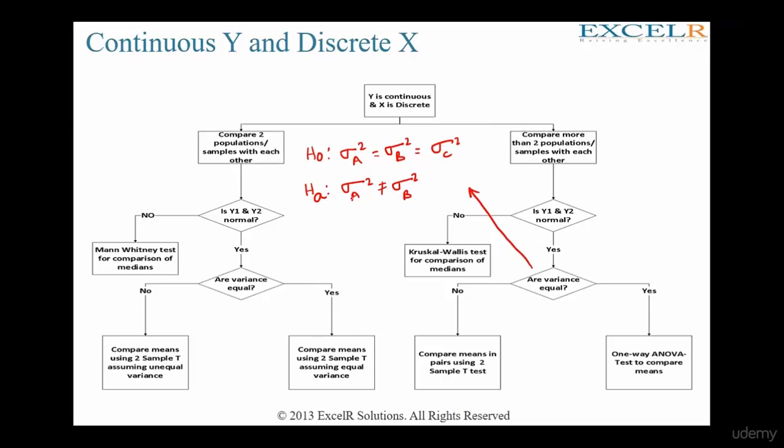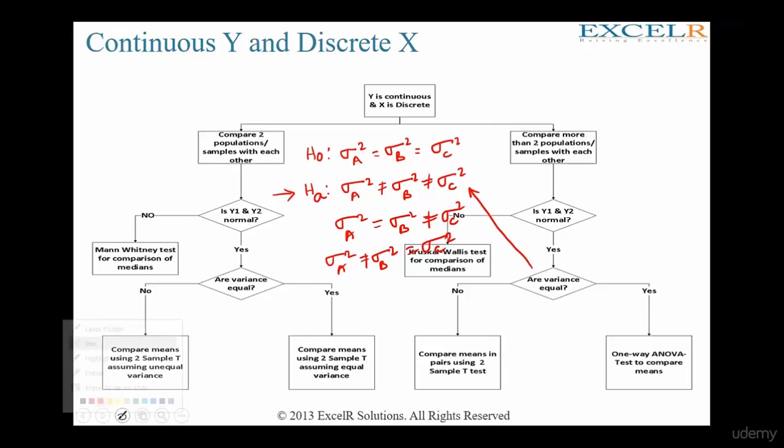variance of transaction time of supplier A is not equal to variance of transaction time of supplier B is not equal to variance of transaction time of supplier C. You cannot write the alternate hypothesis in this way. This is wrong because you can have a scenario wherein these two are the same but it's not equal to supplier C. Or you can have another scenario wherein A is not equal to B which is equal to C. So all these kinds of scenarios are possible.